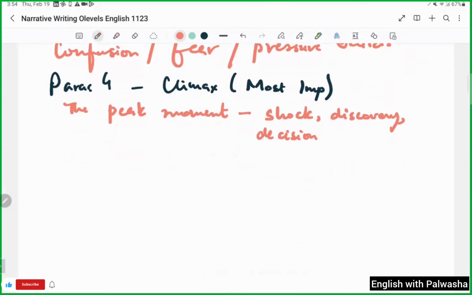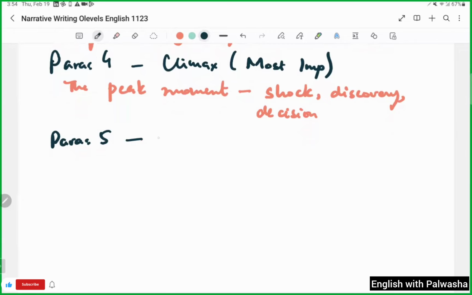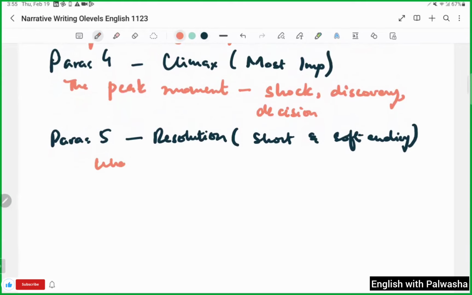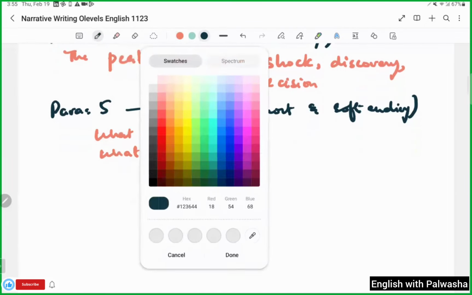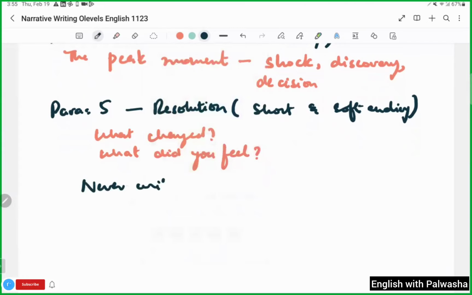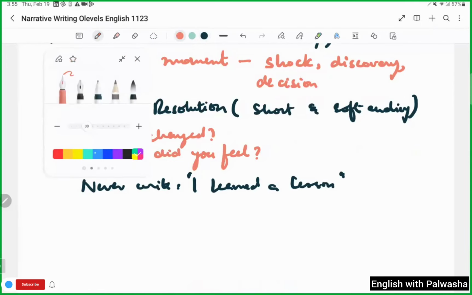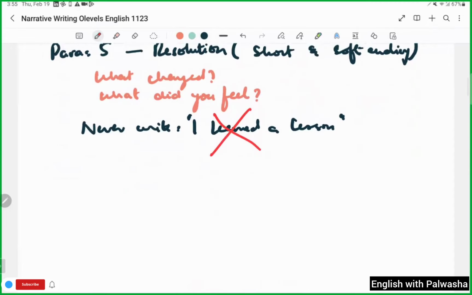Moving on towards paragraph number five, in this you have to talk about the resolution. It should be a short and soft ending. It should be about what changed and what you felt, right? But I would really suggest you never write that I learned a lesson, because this should not be the actual thing in narrative writing. In narrative writing, we never write such things as I learned a lesson. This should not be the sentence you have to write, right?